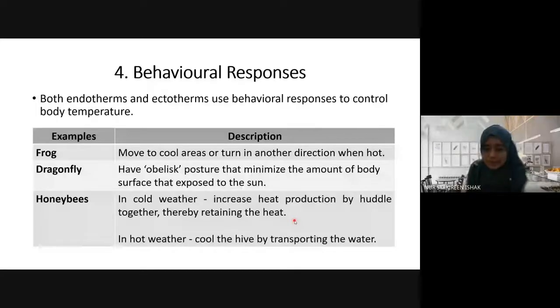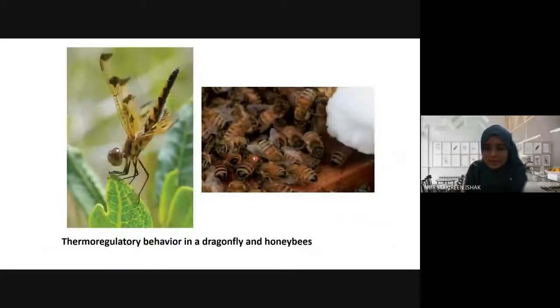For example, like this one. Okay, dekat antara satu sama lain. So this is to retain body heat. Macam kita lah kalau sejuk, kalau nampak kucing sejuk ke apa, they will cuddle together so that this will maintain the body heat from losing to the surrounding.